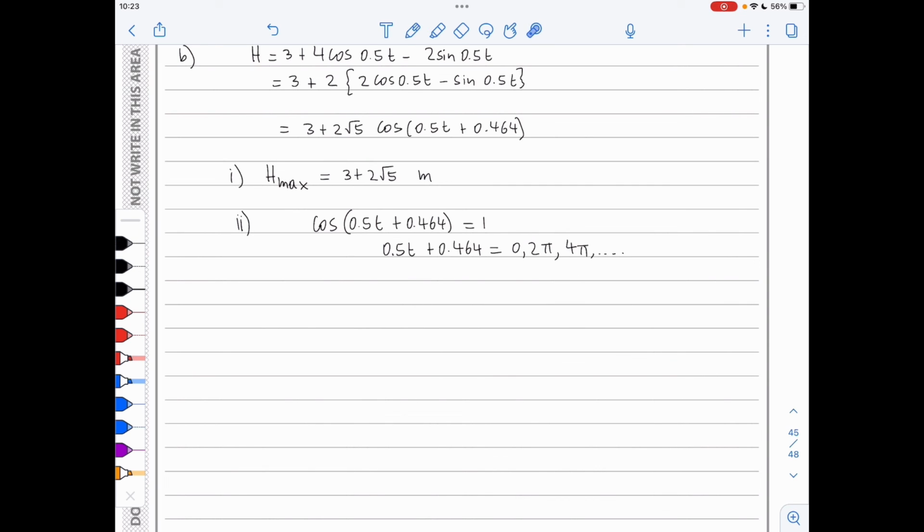Now we are looking for a positive value for t, which means that if we go with 0, we will get something negative, because the rearrangement will be 0 minus the 0.464, and overall it will be a negative value for t. So I will instead work with the 2 pi, so 0.5t plus 0.464 is 2 pi. So t is 2 pi minus 0.464 over 0.5, which turns out to be 11.6 seconds.